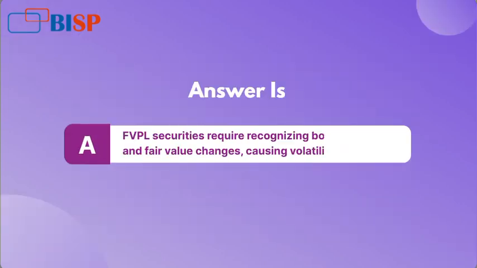Answer is A. FVPL securities require recognizing both interest and fair value changes, causing volatility.